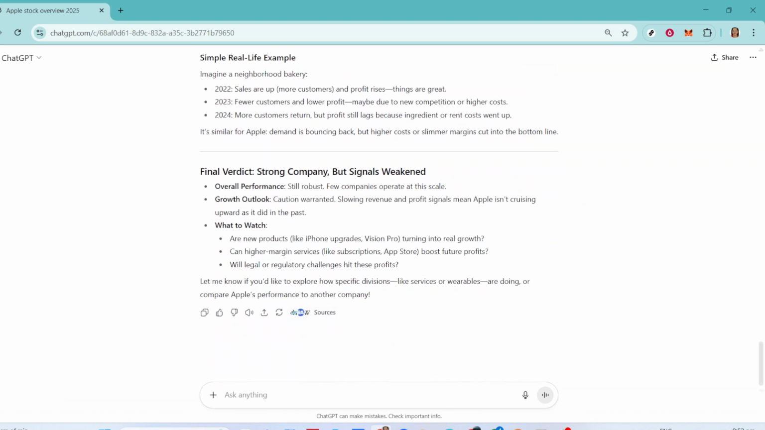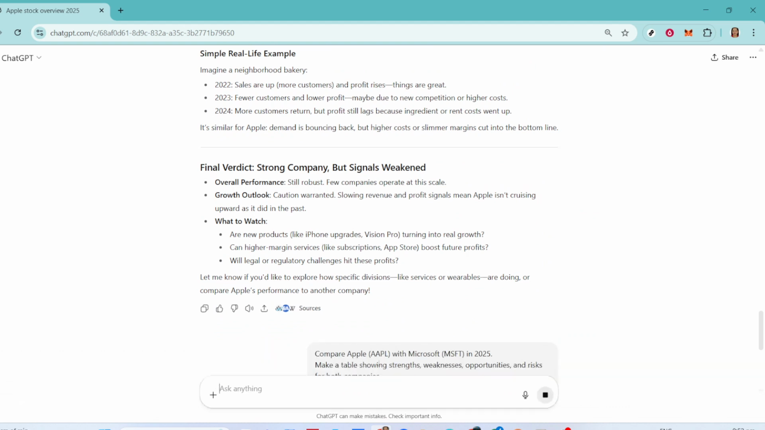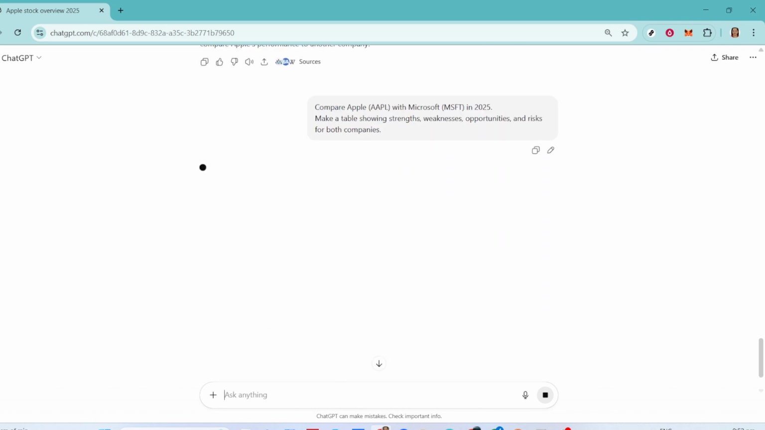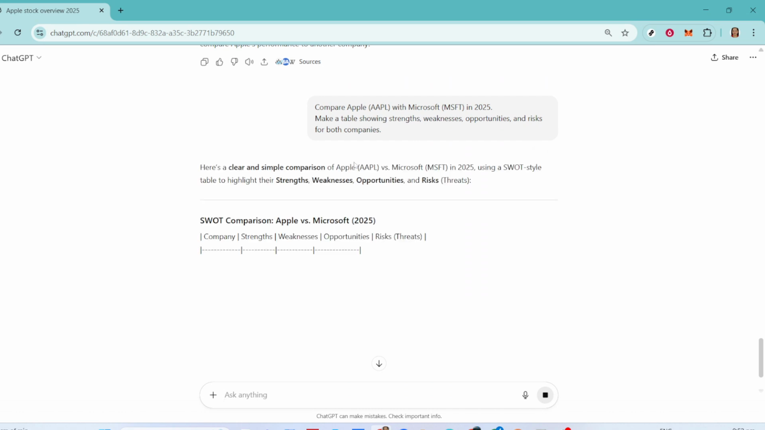You can ask ChatGPT to create a table comparing both companies in terms of their strengths, weaknesses, opportunities, and risks for the year 2025. This side-by-side comparison will give you a clearer picture of where Apple stands in relation to Microsoft, helping you to understand their competitive edge and potential challenges.